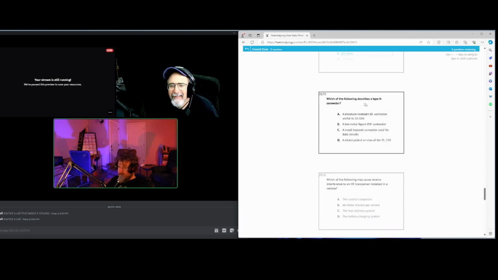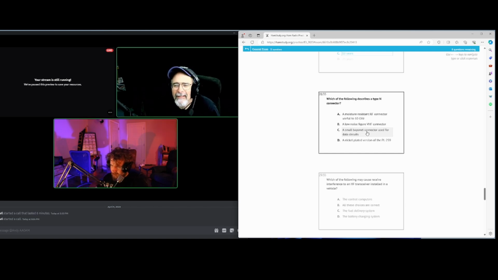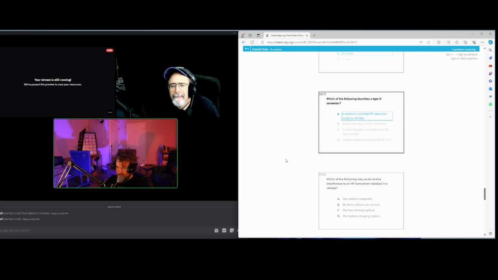Which of the following describes an N-type connector? I've heard this many times, but I don't know what it is. A nickel-plated version of the PL259. No idea what that is. A small bayonet connector used for data circuits. So is it a little bayonet that goes into the hole of a data circuit? Don't overcomplicate it. A low noise figure VHF connector. A moisture resistant RF connector. I'm going to say that one.